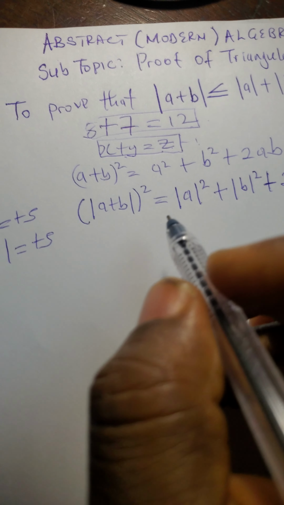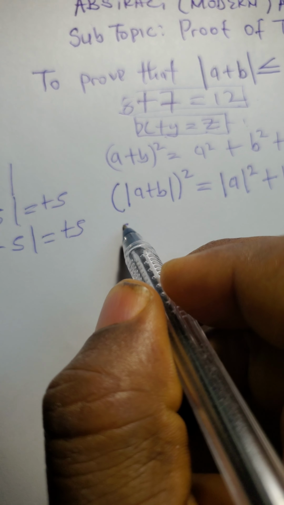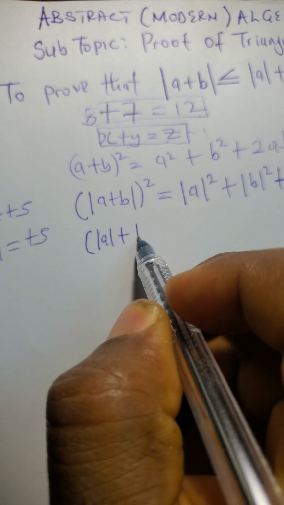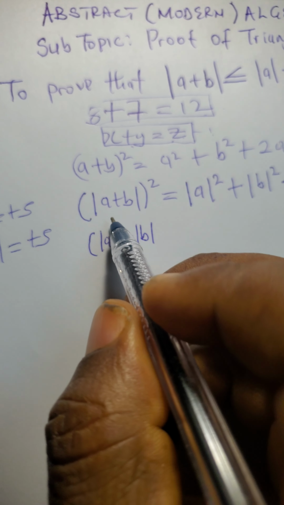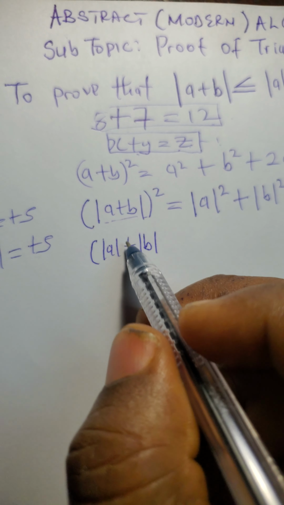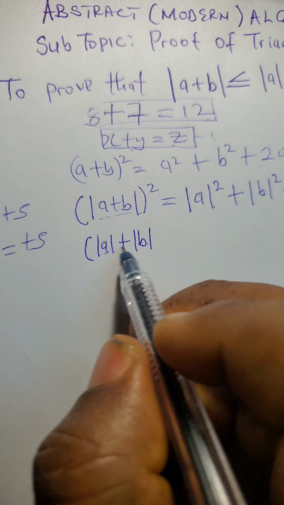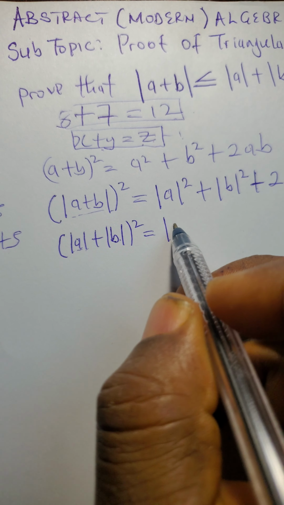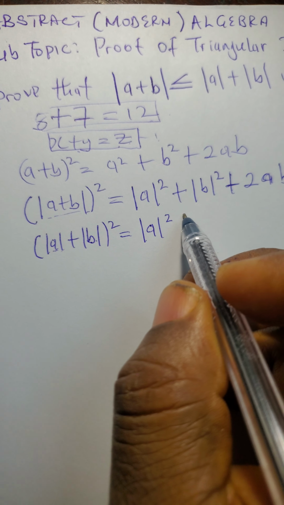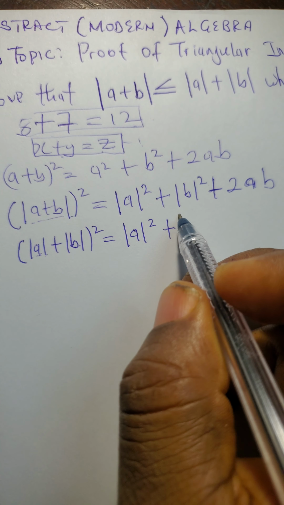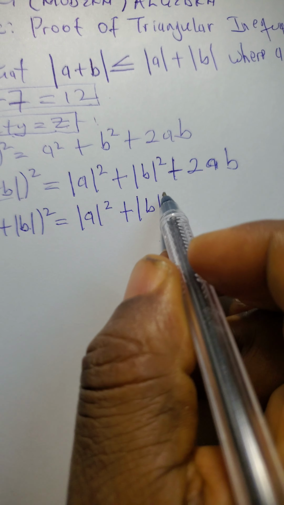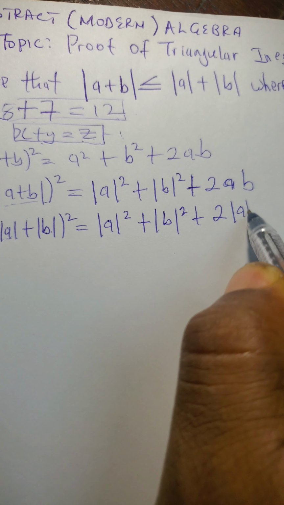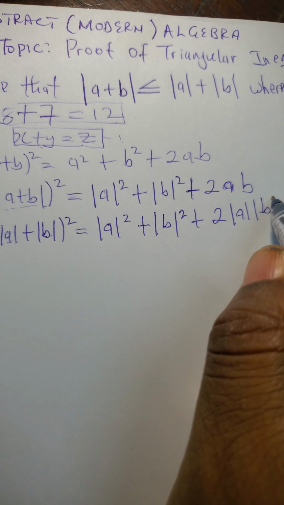So now, if you take the absolute value of a plus the absolute value of b, instead of taking the absolute value of the sum of the two, we take the absolute value of each of them separately. Then if we square it, we are going to have absolute value of a square plus absolute value of b square plus 2 times absolute value of a times absolute value of b.